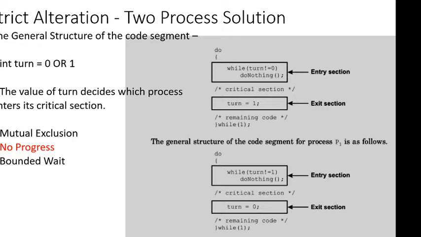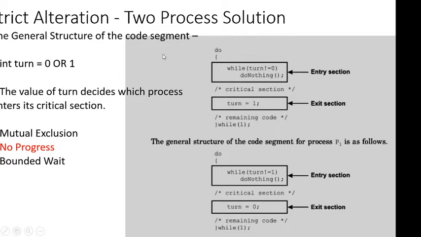How is this possible? This is possible by using a shared variable called turn. There is a shared variable called turn, and this turn is an integer variable. It can be 0 or 1. If the value of the turn variable is 0, it is process 0's turn to execute the critical section. If the value of turn is 1, it is process 1's turn to execute the critical section.